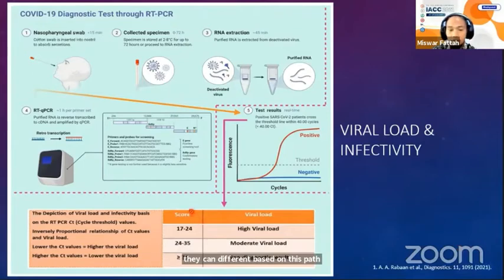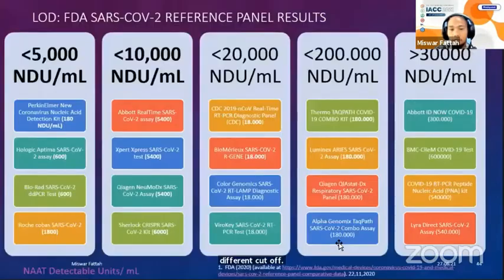If the score is between 17 to 24, this is high viral load. From 24 to 35 is moderate viral load, and above 36 they say is a non-diagnostic result. But this needs to be proven. We need to compare with other methods, because we look at some methods and they have different cutoffs. So we need to compare. Maybe this is for a 40 cutoff.